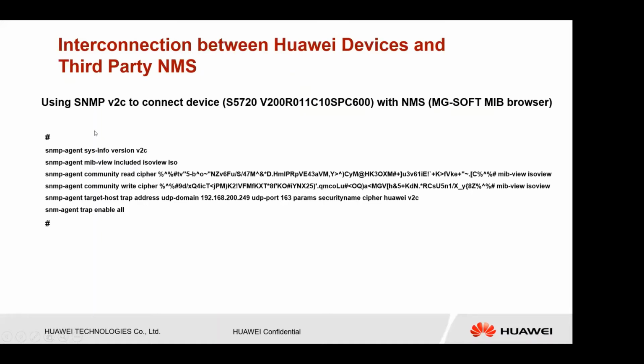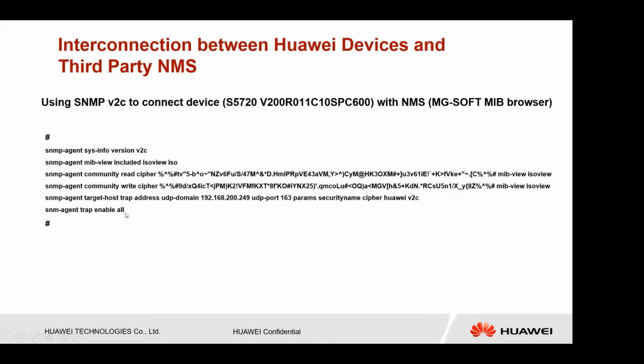For the configuration of SNMP, first of all, the mandatory one is the version V2C. You can use the command snmp-agent sys-info version. After that, you need to specify the MIB view, and after that, you need to configure the community read and write. The second last one is the target host for the trap, to where the trap will be sent on the NMS. And the last one is snmp-agent trap enable.